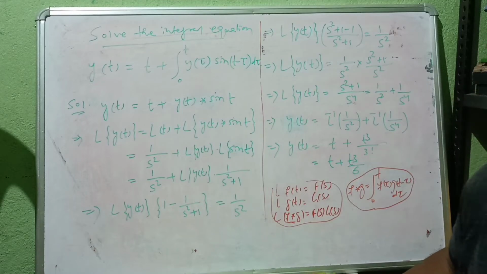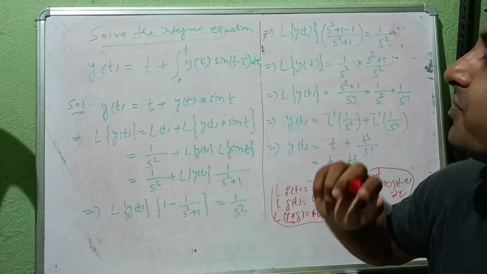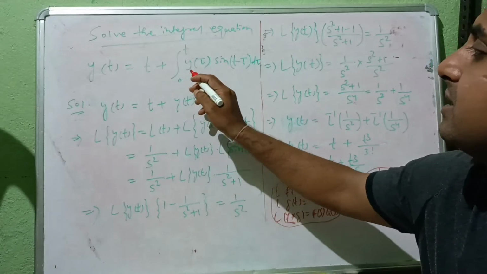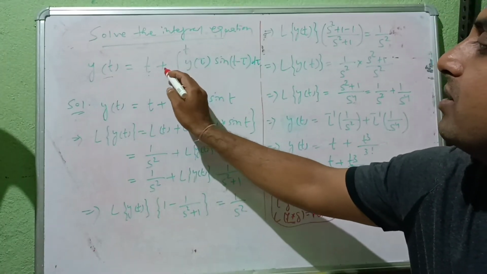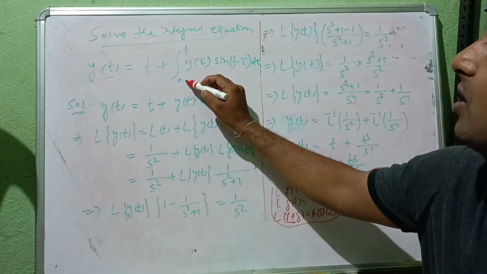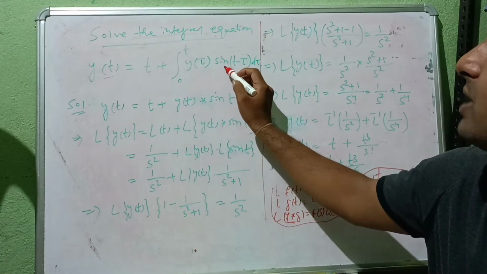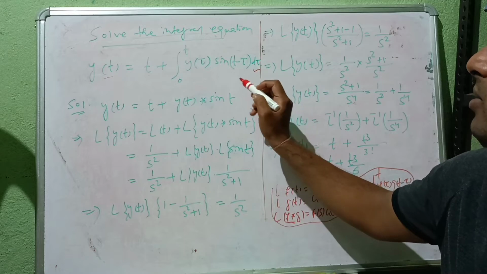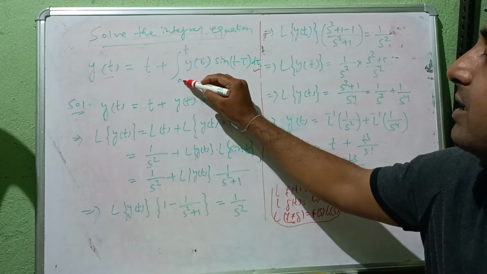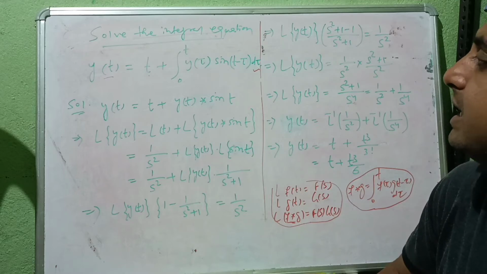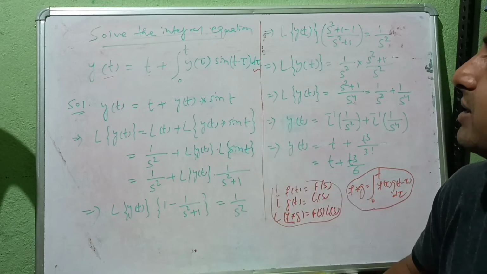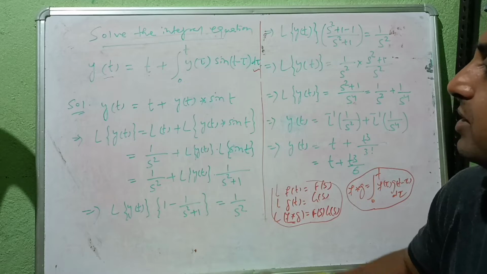So now how do we solve this integral equation? This is an integral equation: y of t is equal to t plus the integration of y of tau sin of t minus tau d tau, with limits from 0 to t. So to solve this integral equation, how do we use the convolution theorem?